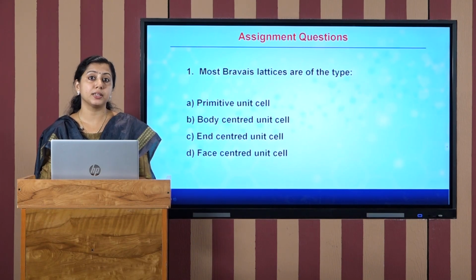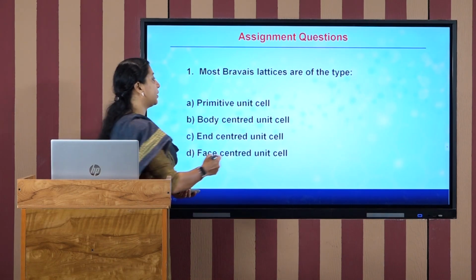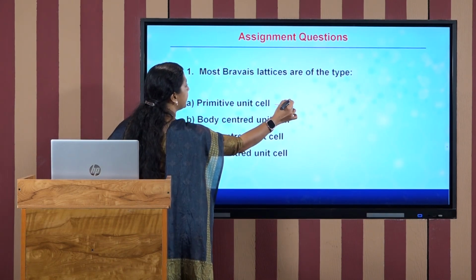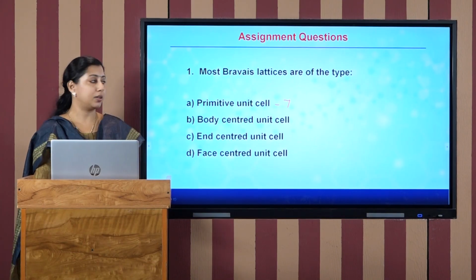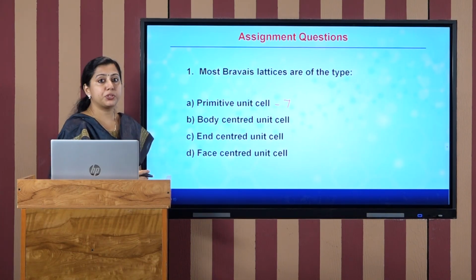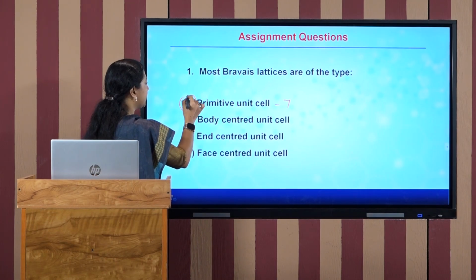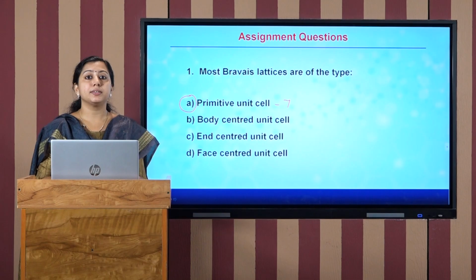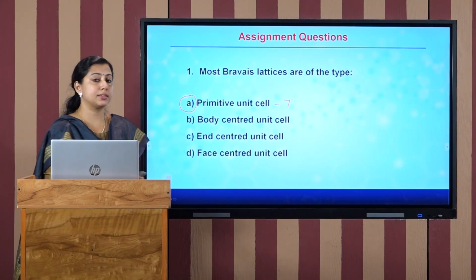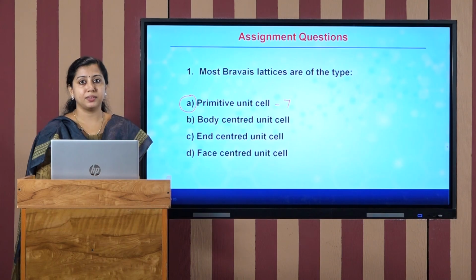And how many crystal systems do we have? There are 7 types of crystal systems. So, in total there will be 7 types of primitive unit cell. Okay. So, the correct option is option A, primitive unit cell. So, among the 14 Bravais lattices, 7 types of lattices are of the type primitive unit cell.